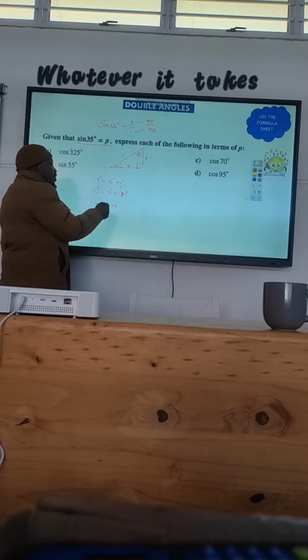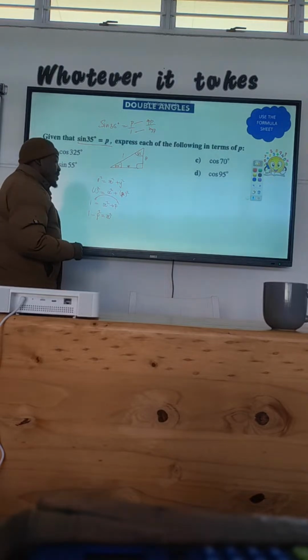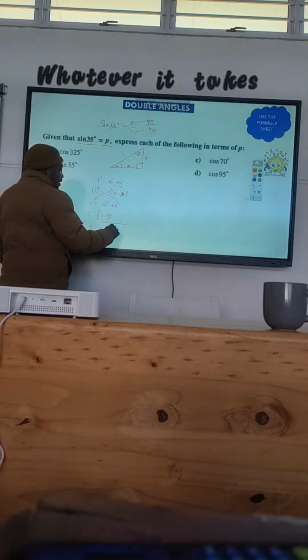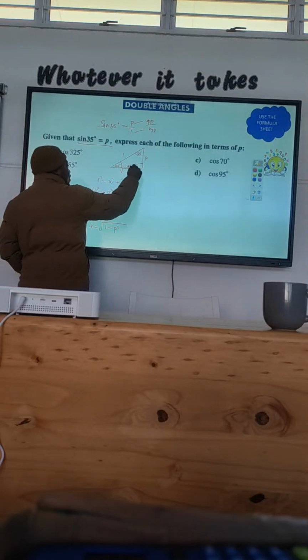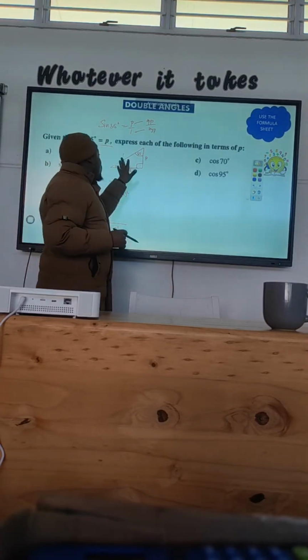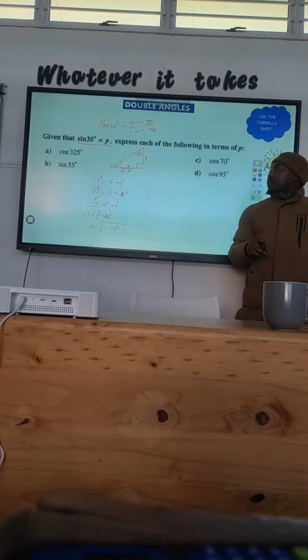So I'm solving for x. We'll transpose this to the other side. So I'm going to have 1 minus p squared equals x squared. And then my x will simply be the square root of 1 minus p squared, because I'm going to square root both sides. And then we write it here: square root of 1 minus p squared. Now that we have our triangle, we are able to solve the problems.